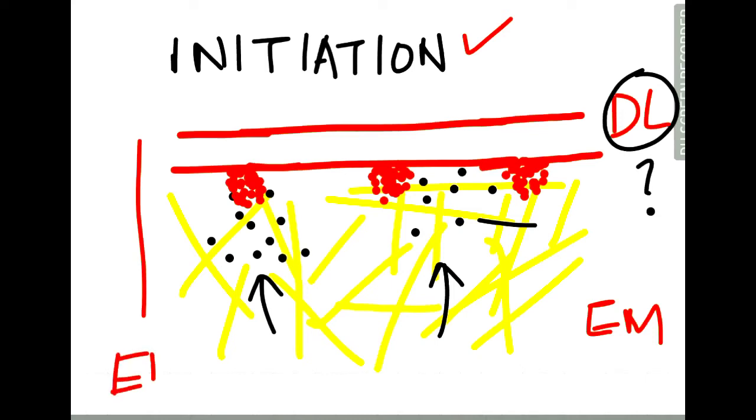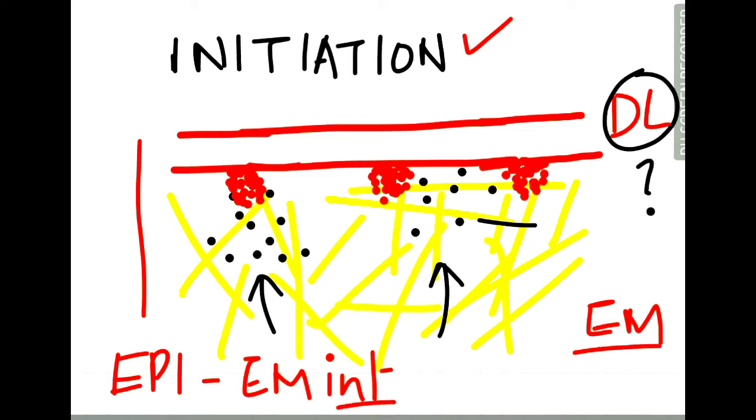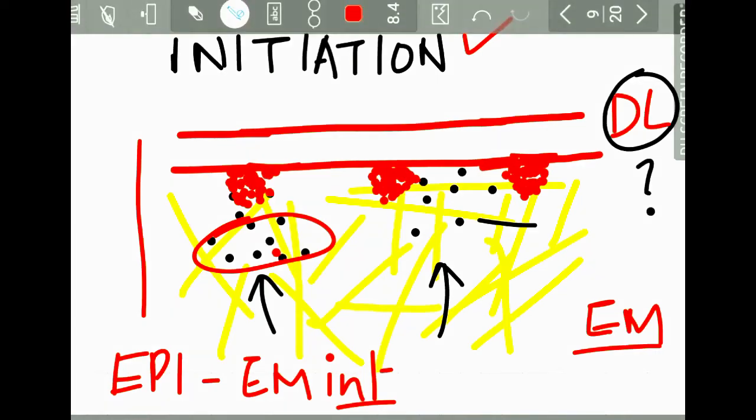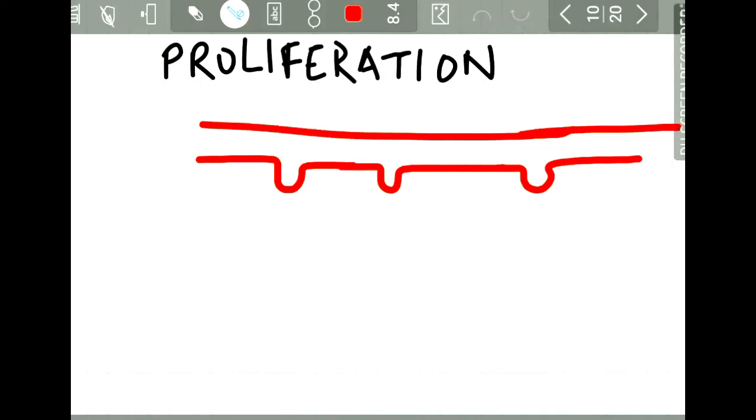Now also keep in mind that this process is a classic example of epithelial ectomesenchymal interaction. Let me explain this interaction again. The ectomesenchyme sends some signals to the dental lamina to begin with the tooth development. In response to these signals, the dental lamina begins to rapidly divide at certain areas and initiate the odontogenesis. Now after initiation, the next stage is proliferation.